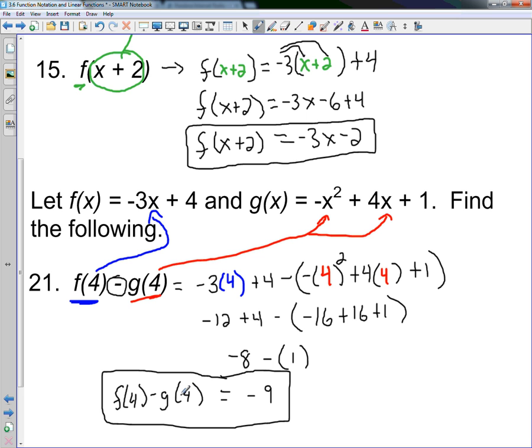You're not going to always see the same number for both of them. So if you see a 4 and a 7 here, just make sure you plug in the 4 into the f and the 7 into the g. So that's a little bit of function notation.